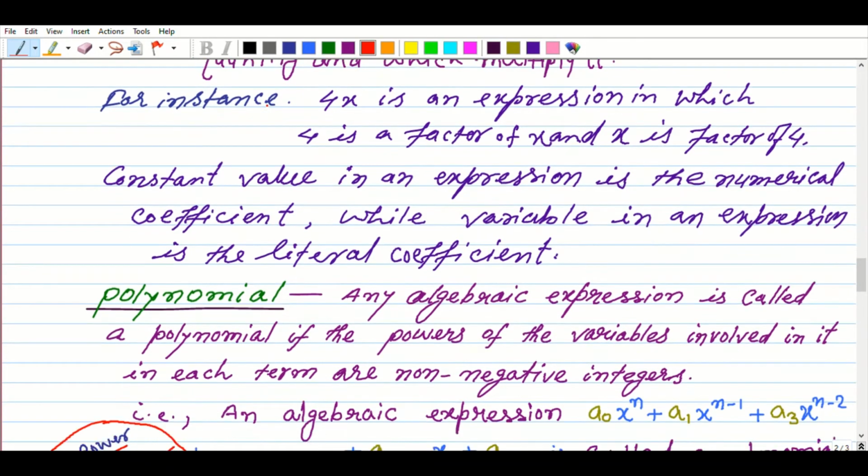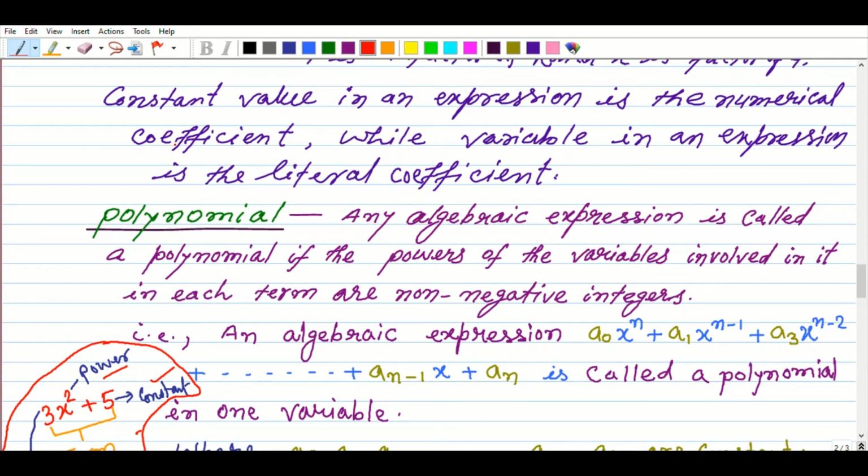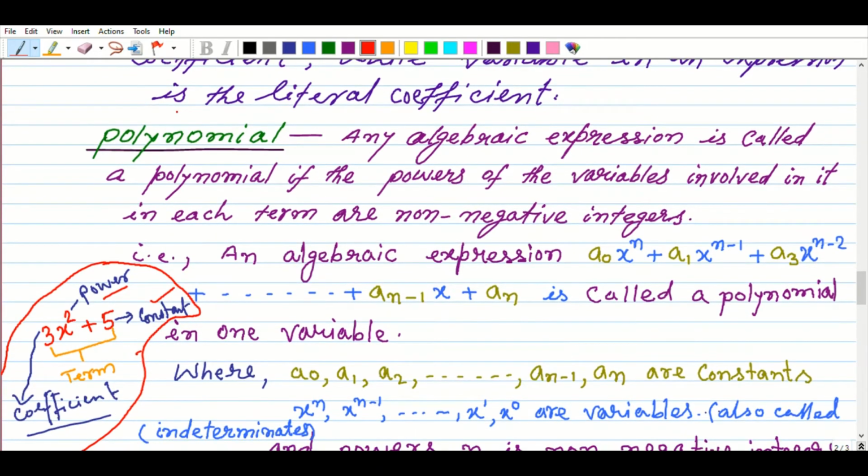So we can define it as an algebraic expression a naught x power n plus a1 x power n minus 1 plus a3 x power n minus 2 dot dot dot an minus 1 x plus an is called a polynomial in one variable, because we used only x over there. Whatever the power, it doesn't matter, and a naught, a1, a2, dot dot dot, an minus 1 are representing what? All are constants, right? x power n, x power n minus 1 are variables, also called indeterminates.